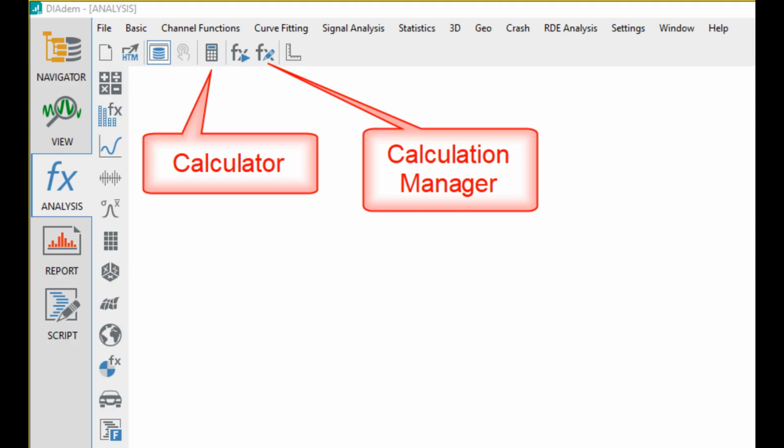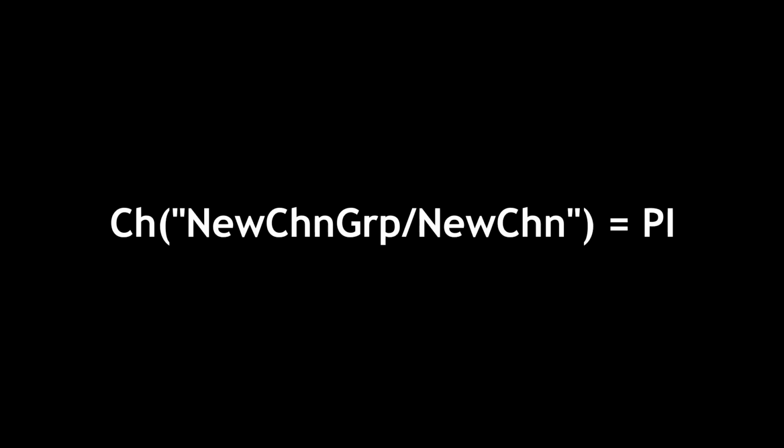Both the calculator and the calculation manager will create a new channel in an existing default channel group or in a new channel group. The formula of ch new chn grp/new chn = pi, for example, will result in a new channel group named new chn grp and a new channel named new chn to be created in the data portal. If the channel already exists, it will be overwritten.